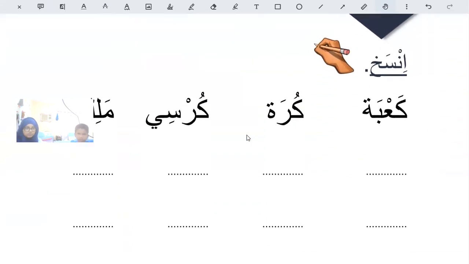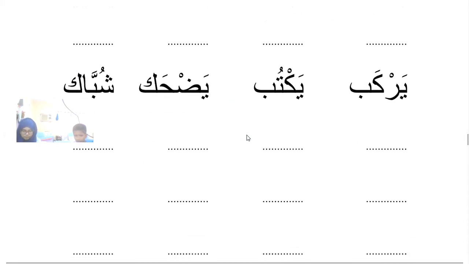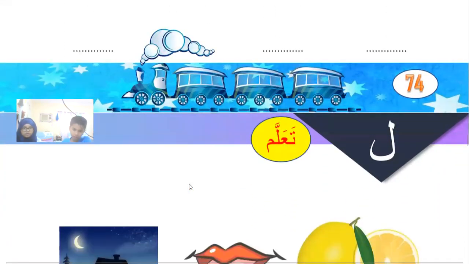Word meaning. Kura, ball. Kursi, chair. Malik, king. Yaktubu is writing, he's writing. Yes, Yaktubu is writing. Yes, Yadhaku, he's laughing. Shubak means window.